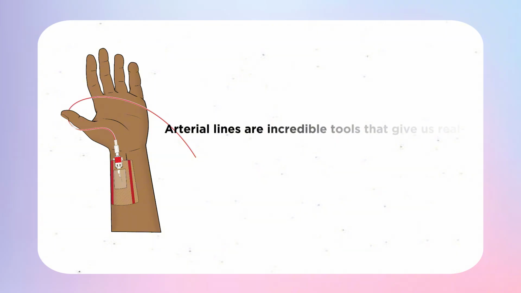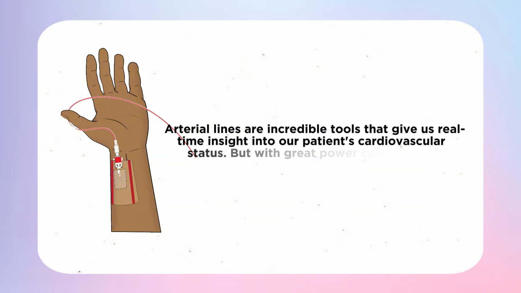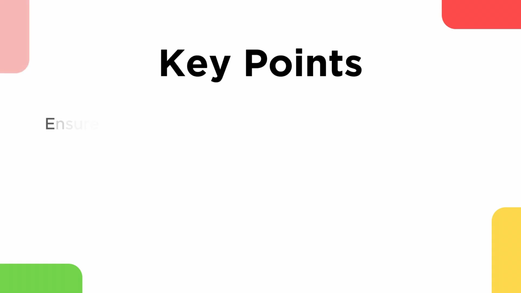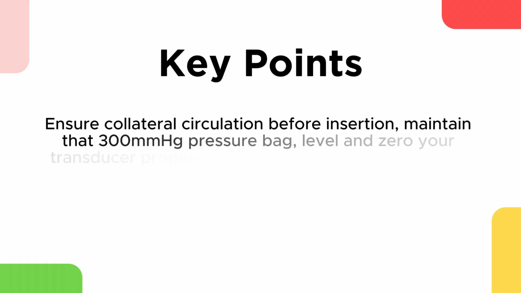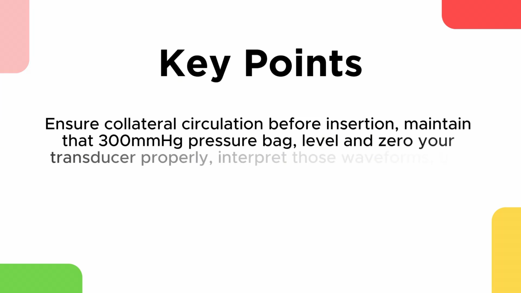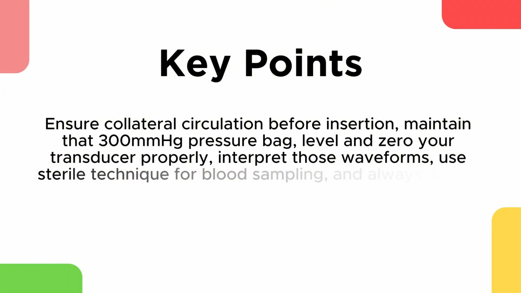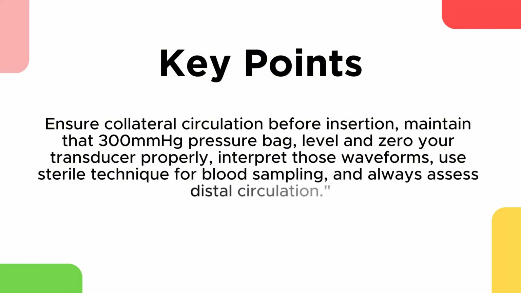Alright, let's wrap this up. Arterial lines are incredible tools that give us real-time insight into our patient's cardiovascular status, but with great power comes great responsibility. Remember the key points: ensure collateral circulation before insertion, maintain that 300 millimeters of mercury pressure bag level, and zero your transducer properly. Interpret those waveforms, use sterile technique for blood sampling, and always assess distal circulation.